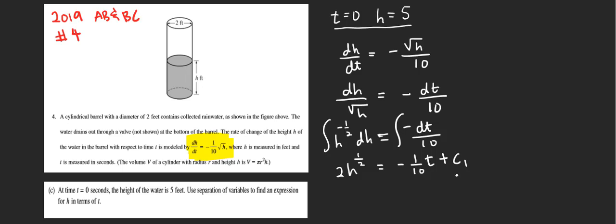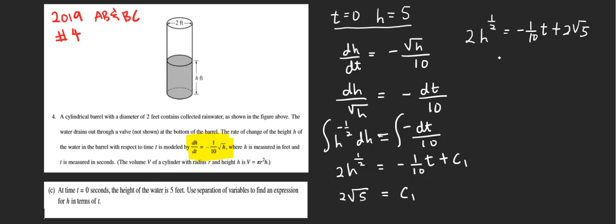Now at this point, I'd like to find what c1 is. Instead of c1, you could say c. It doesn't really matter. Let's plug in the values. h is 5, so 2 radical 5, and t is 0, so that's going to be 0, which means c1 is 2 radical 5. So when I plug it in, you get 2h to the 1/2 is negative 1 over 10 t plus 2 radical 5.